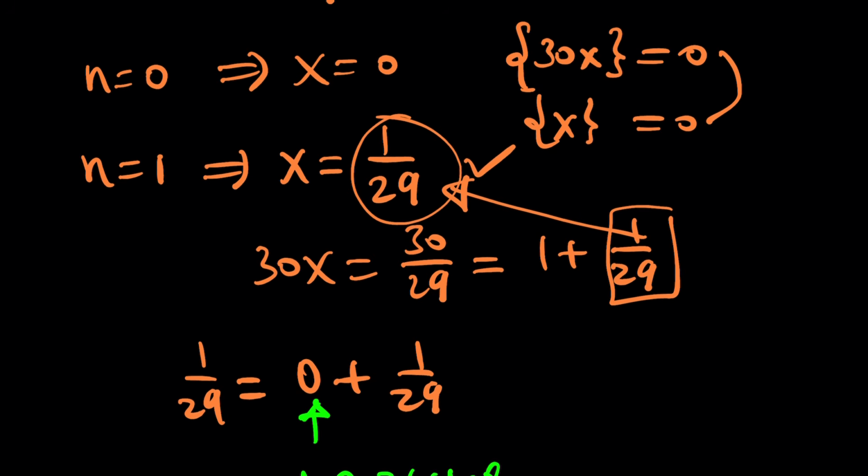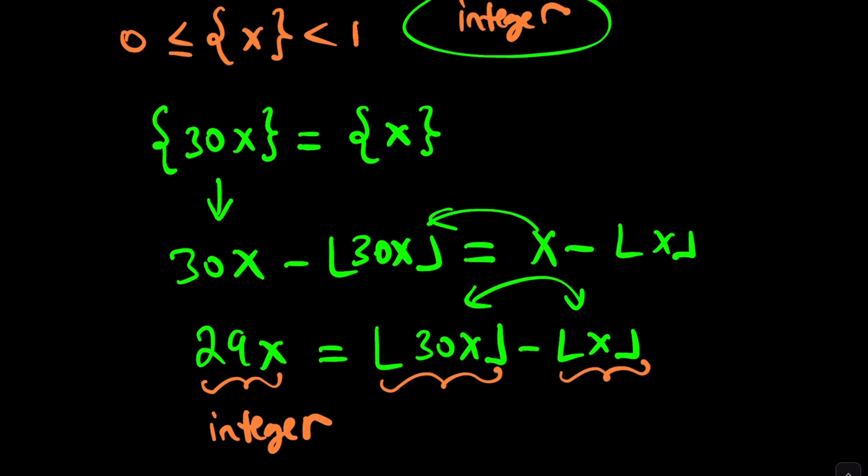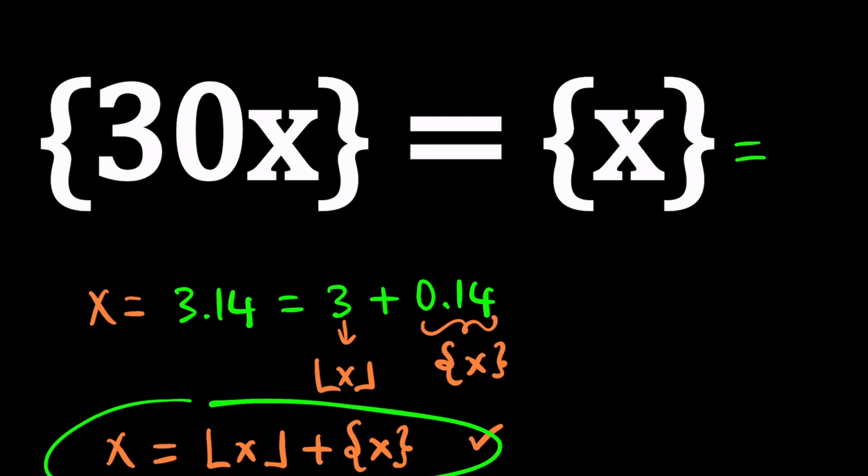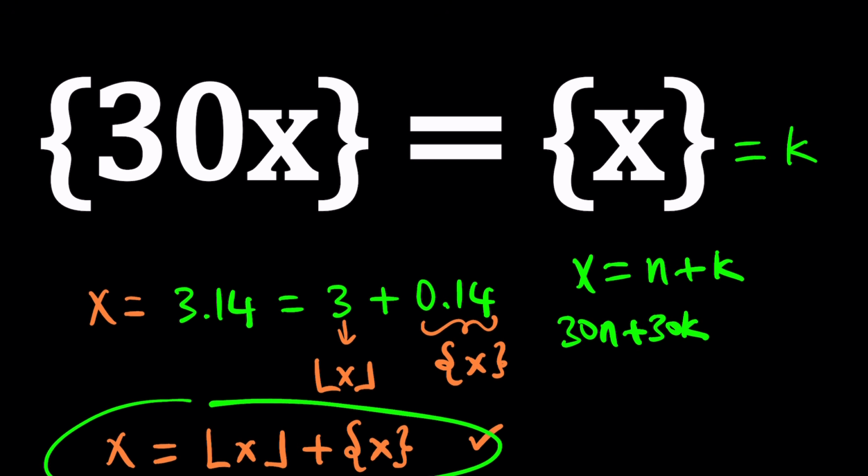Now, is there another way to solve this problem by setting these equal to something? Possibly. Suppose the fractional part is equal to k. Then, because the fractional part of x is equal to k, you can write x as n plus k, where n is an integer. And then 30x is going to be 30n plus 30k. But then the problem is you need to find the fractional part of this expression and set it equal to k, and so on and so forth.